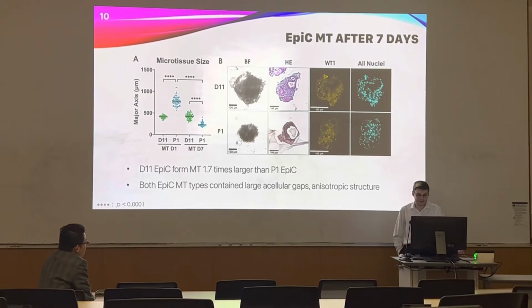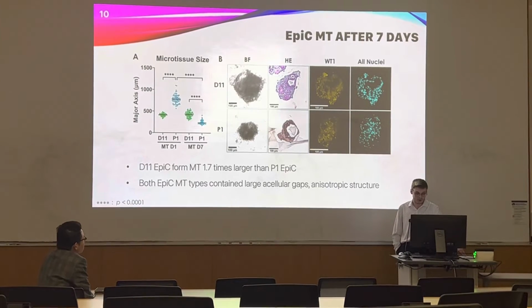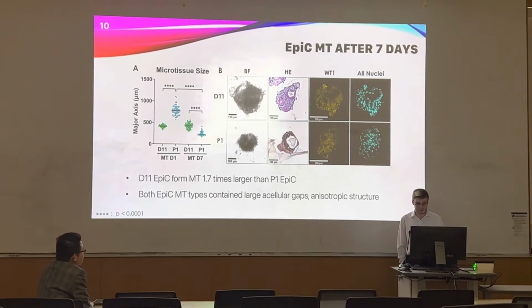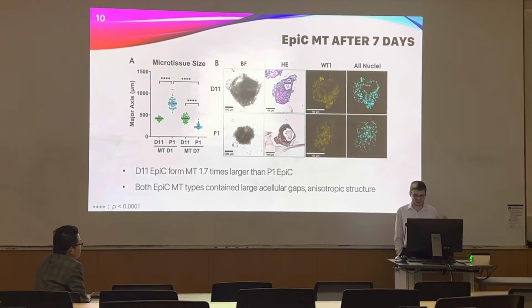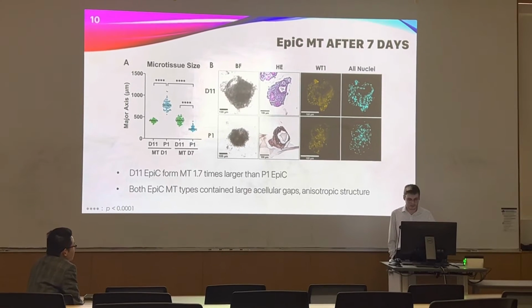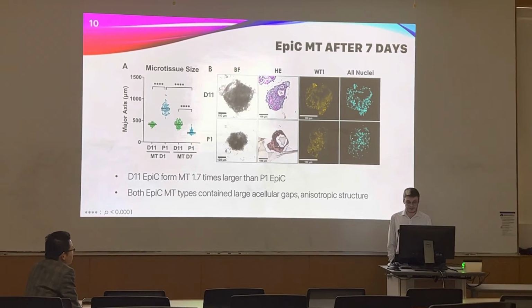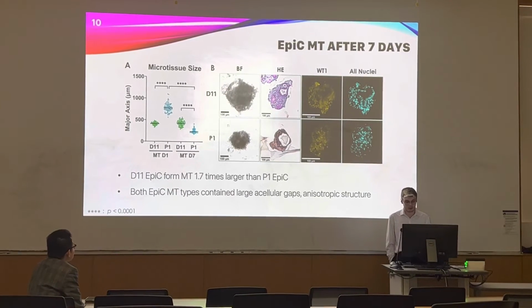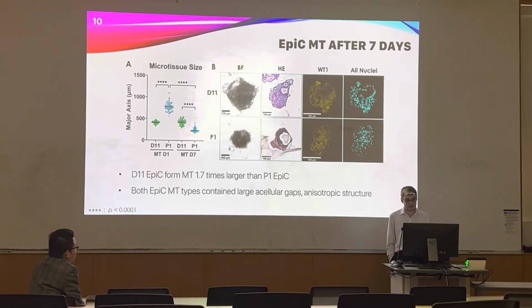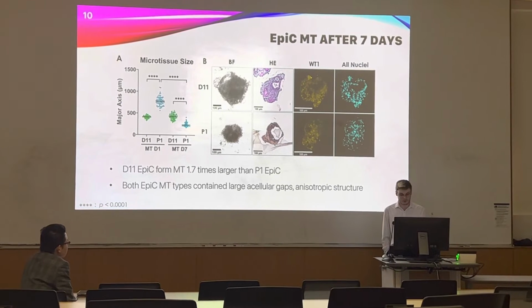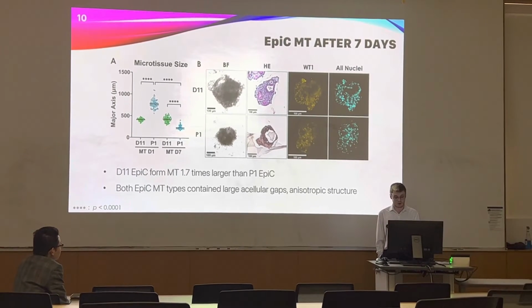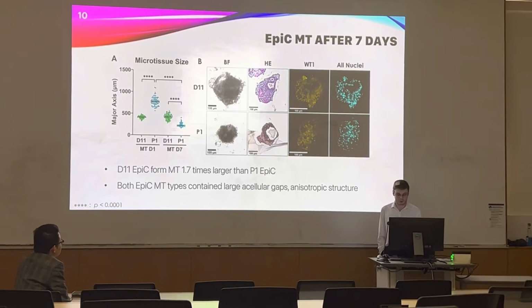Anyway, I have found that day 11 EPICs are better for forming microtissues. Anecdotally, they form more reliably. I've had multiple P1 seedings fail. And when they do form, they start out very loosely held together and then compact down a lot. Day 11 microtissues remain consistent in size. When we performed immunohistochemistry on these tissues, we found that in the day 11 group, the WT1 positive cells were localized mostly on the surface of the tissue, and in both cases we observed large acellular spaces. More on that later.